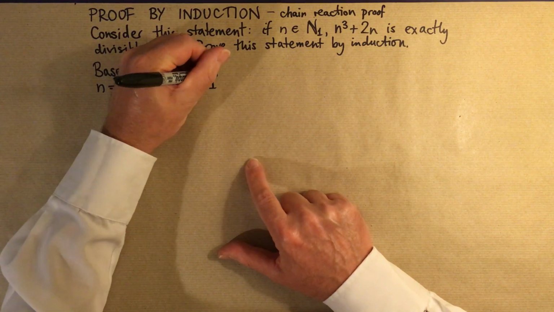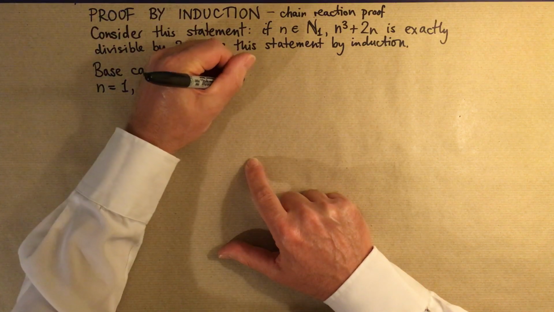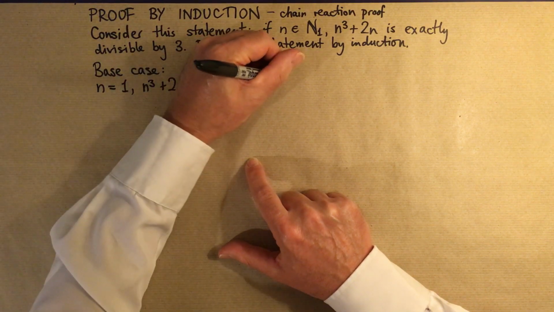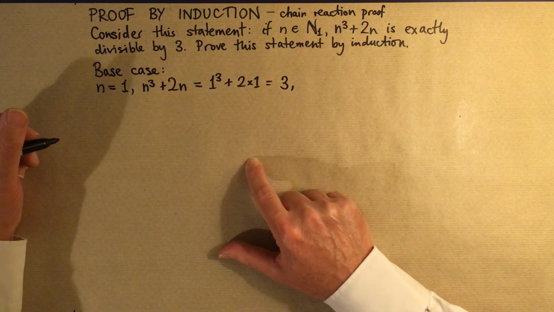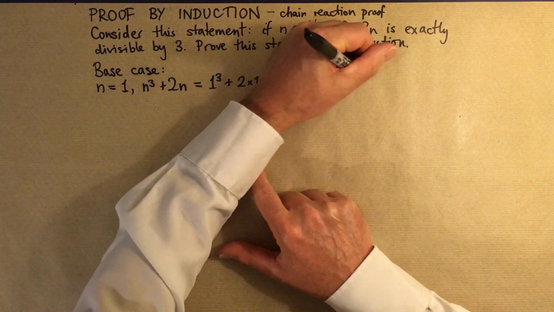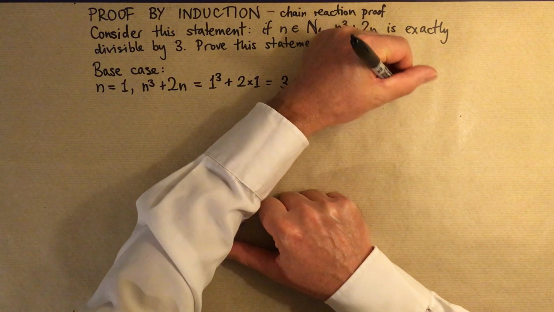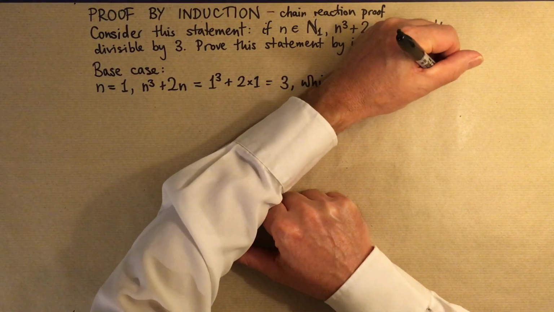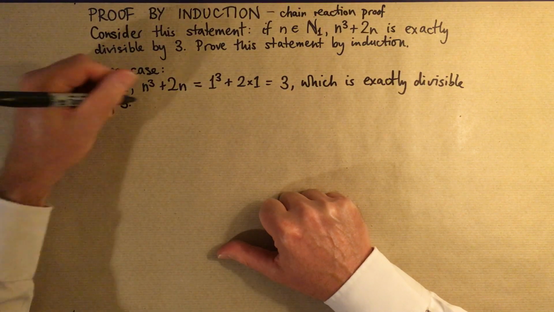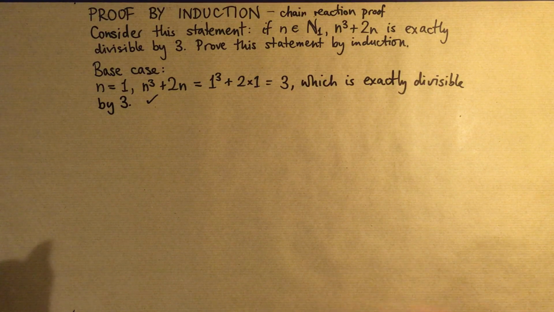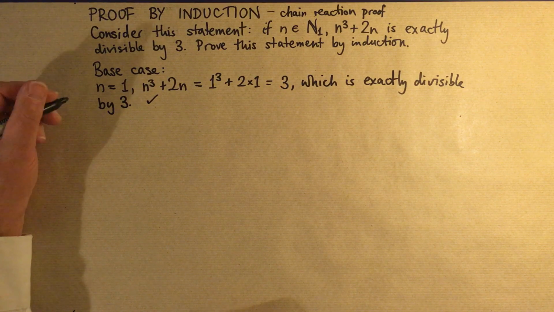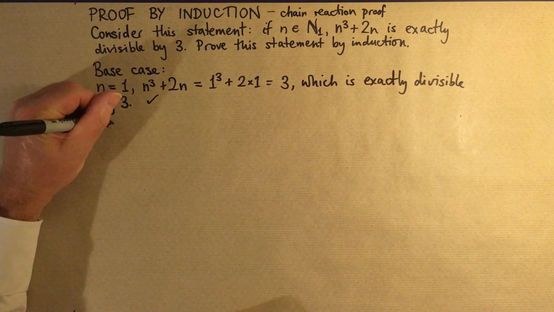So for n is equal to 1, that means that n cubed plus 2n is going to be equal, well, it's 1 cubed plus 2 times 1. Well, that's 1 plus 2, which is 3. And that's exactly divisible by 3. So the base case is done. So that means the first domino is toppled, or the first firework has gone off.